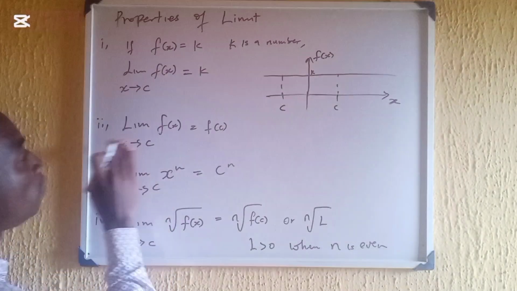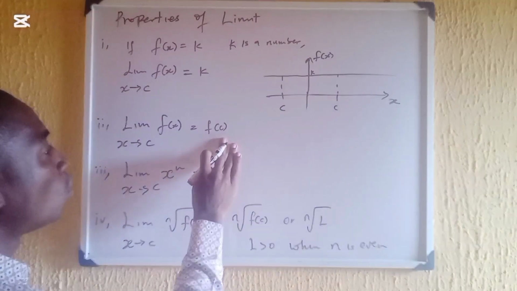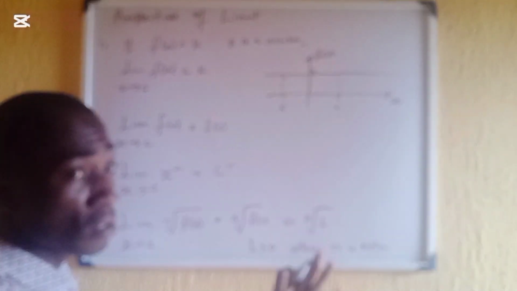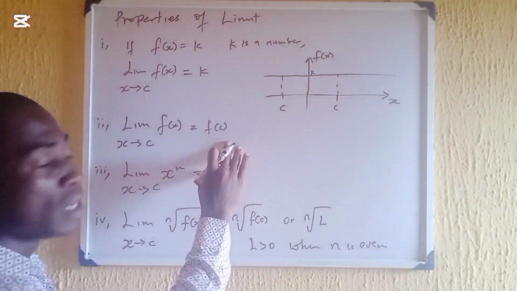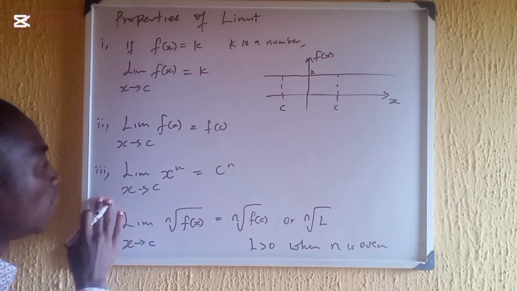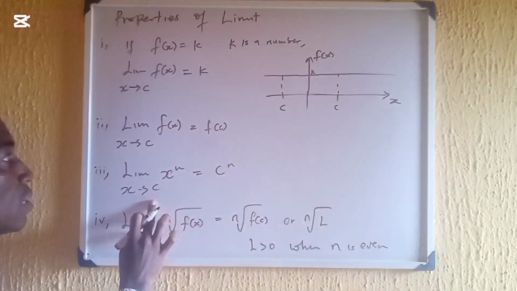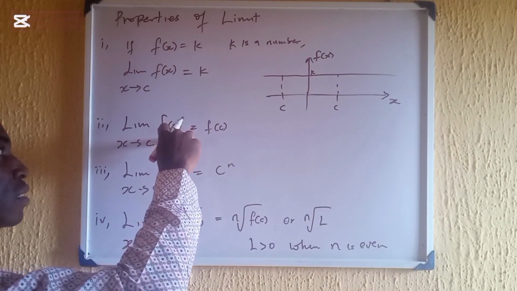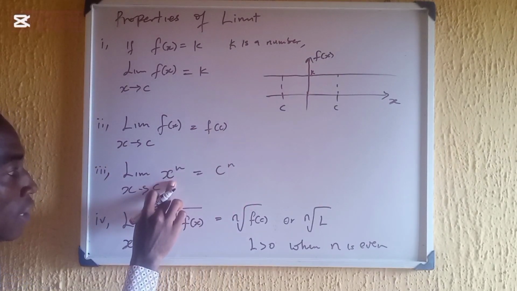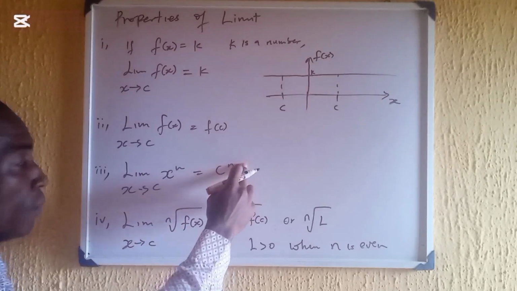The second one, limit of f of x as x approaches c is equal to f of c. What this means is that wherever you have x in the function, replace x with c, and that gives you the limit. Then for the third one, we have limit of x to the power n as x approaches c. So here f of x is x to the power n. Put c where you have x, you'll have c to the power n.